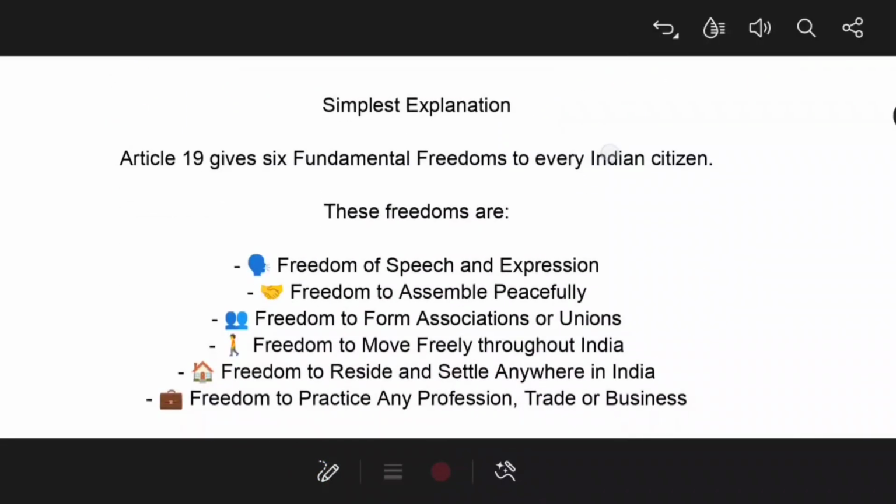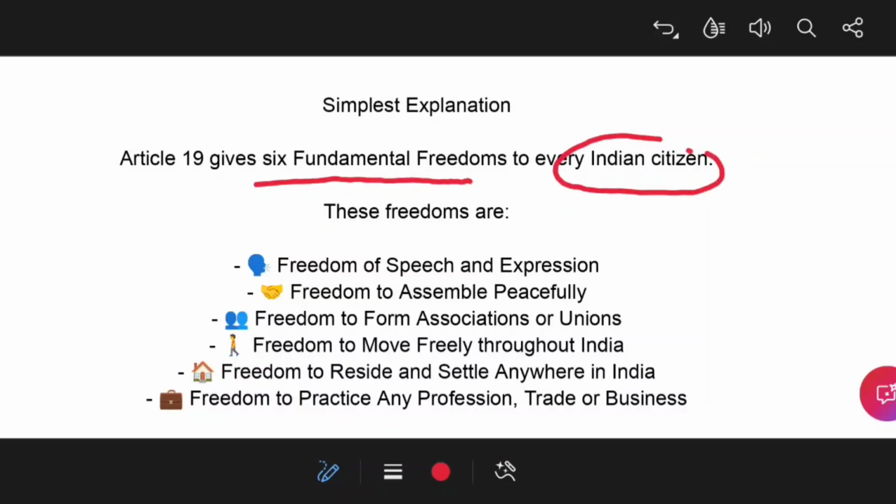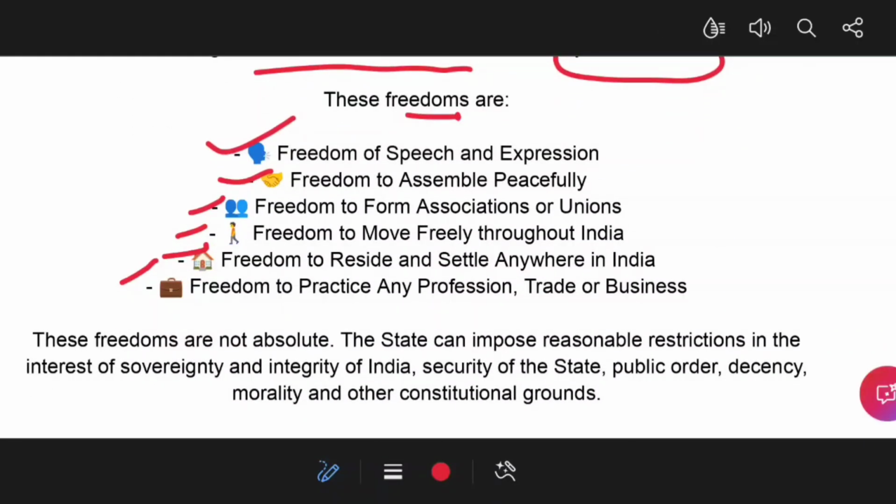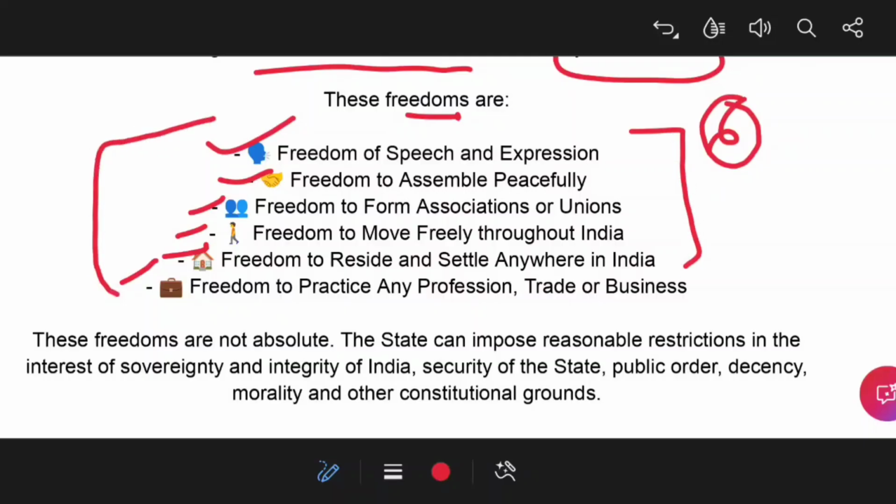If I have to explain in the simplest form, article 19 gives 6 fundamental freedoms to every Indian citizen. These freedoms are: freedom of speech and expression, freedom to assemble peacefully without arms, freedom to form associations or unions, freedom to move freely throughout India, freedom to reside and settle anywhere in India, and freedom to practice any profession, trade or business. So if a question is asked in any competitive exam, how many rights are mentioned in article 19, there are 6 rights. You should memorize these rights as well.